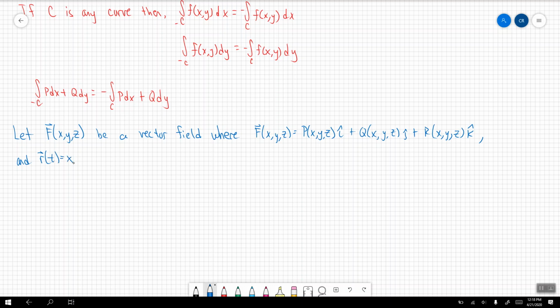And r of t is going to be some x of t in the i component, some y of t in the j component, and some z of t in the k component, for t bounded between a and b. And I'm going to say that r of t is a smooth curve. Alright, so what I want to do at this point in time is, now that I have these definitions, that I have this vector field and I also have this smooth curve taking place, what I want to do now is start looking at this vector, and more specifically this vector field with respect to its parametrization of the curve.